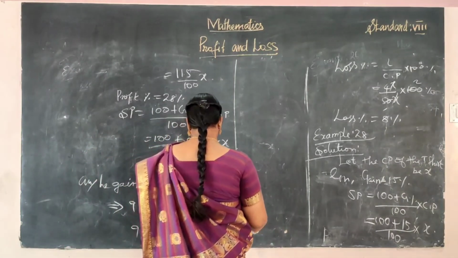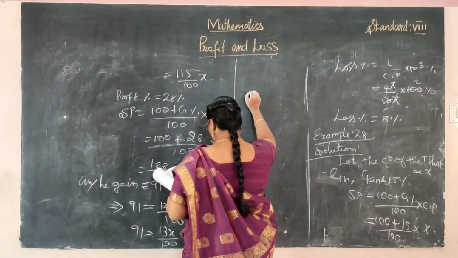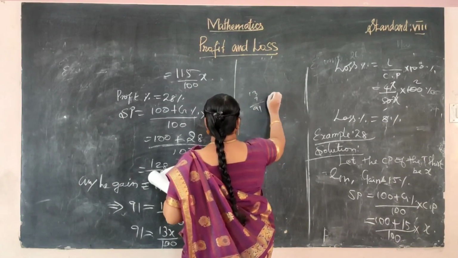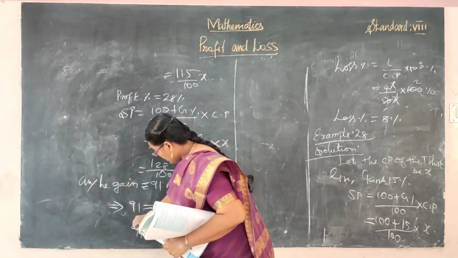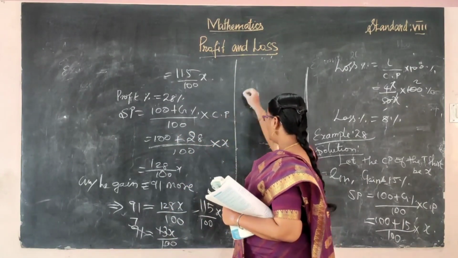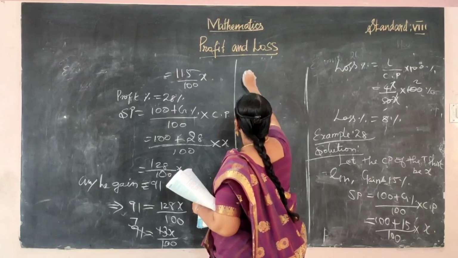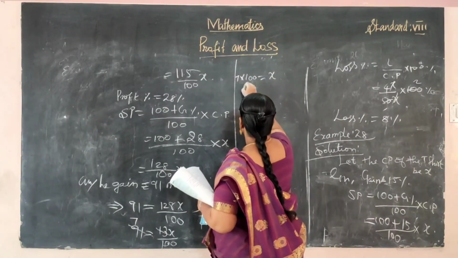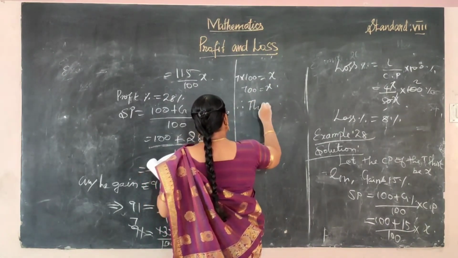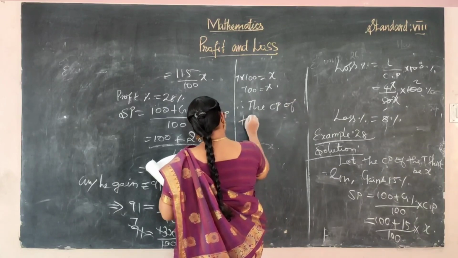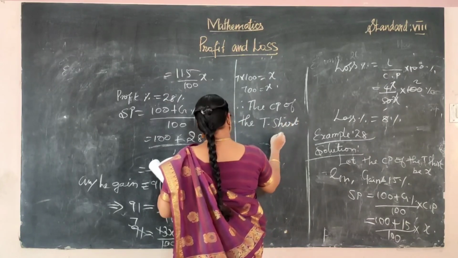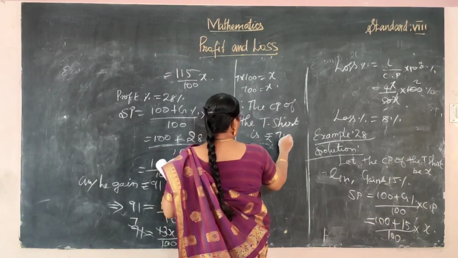13, how many times possible? 13 sevens are 91. So it cancels. 13 table, 13 sevens are 91. Now cross multiply by 100. Here 7 is equal to x. So 700 equal to x. Therefore, the CP of the t-shirt is rupees 700.